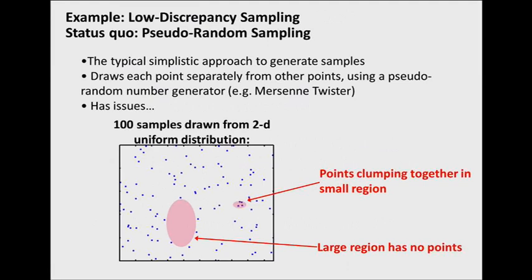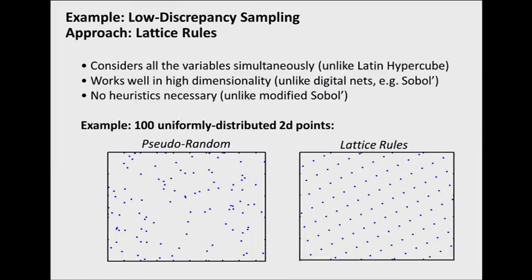Here's another very quick thing. If you're trying to do just simple random sampling, maybe Mersenne Twister or something else, in a 2D uniformly distributed space, some of those samples could clump together, or maybe they have big gaps, right? So if you're trying to estimate, say, the mean or the standard deviation, that actually increases the variance of those estimates.